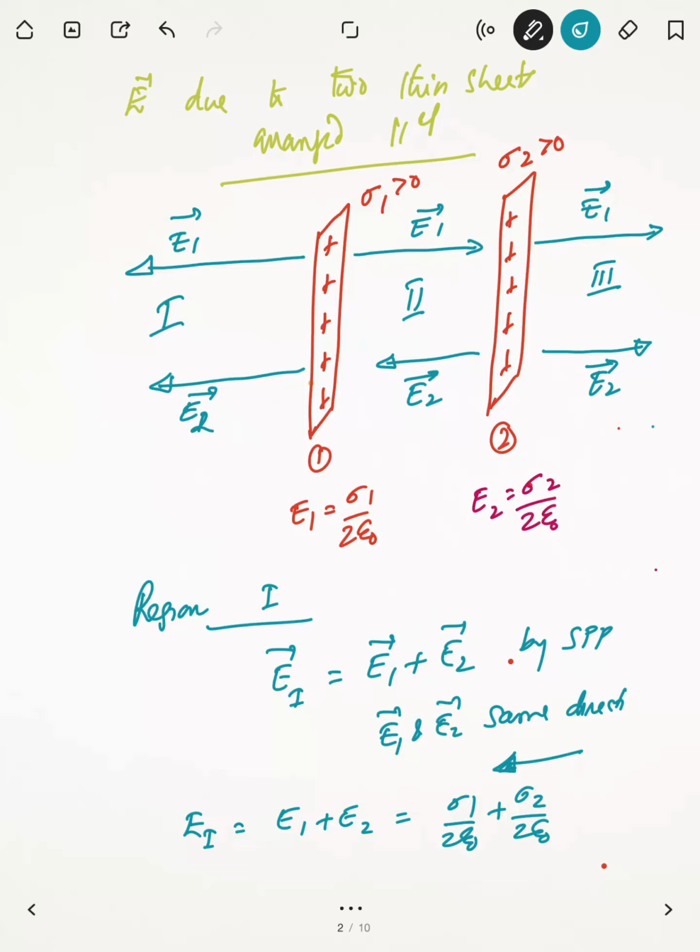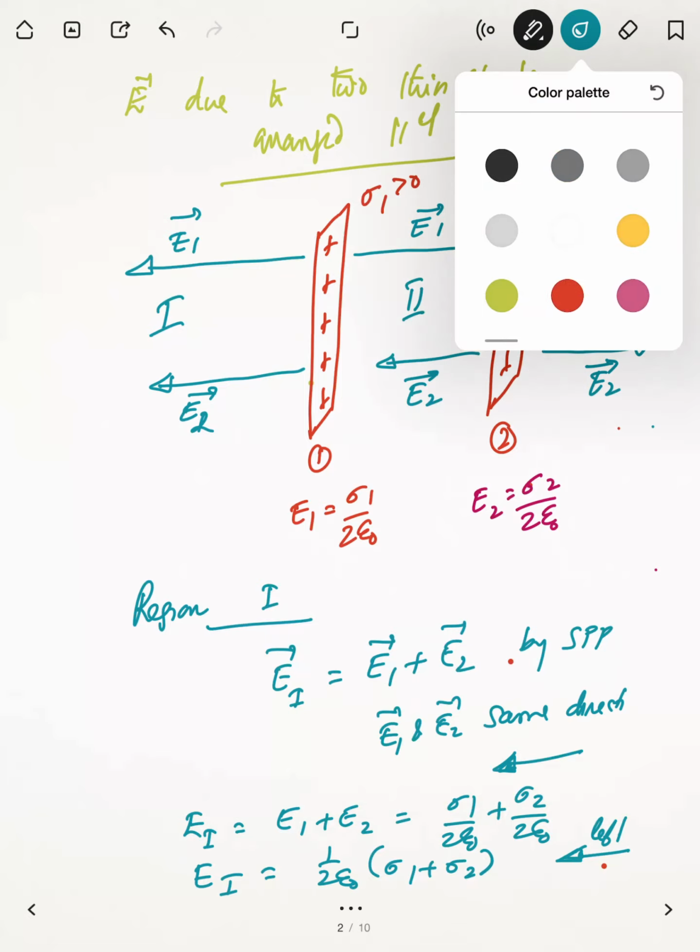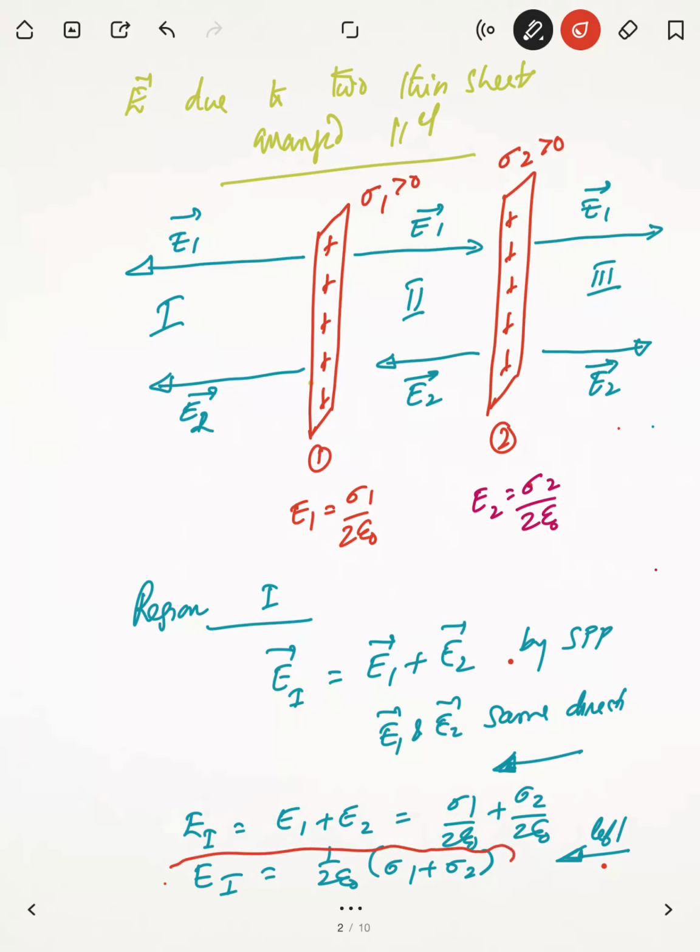So E in the first region is equal to 1 by 2 epsilon 0, which can be taken outside, sigma 1 plus sigma 2. This will be the value, and which direction will it be? They are acting towards the left side. So E in this region is acting towards the left side. So this is your electric field in the first region. Equation number 1 we are marking. This is equation number 1. Electric field in the extreme left region is 1 by 2 epsilon 0 sigma 1 plus sigma 2.